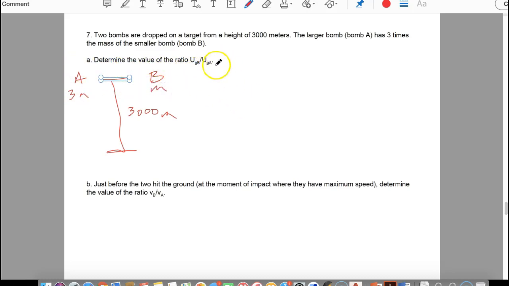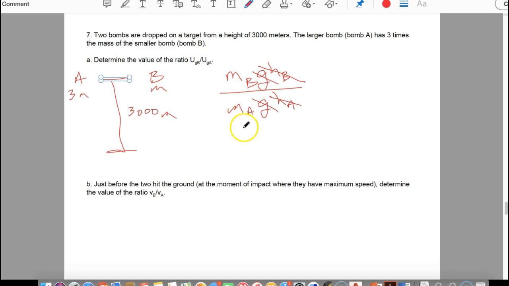So we need to find the value of the ratio of the potential energy due to gravity of B to the potential energy due to gravity of A. So the potential energy due to gravity of B is mass of B times gravity times the height of B, divided by the mass of A times gravity times the height of A. And because the two heights are the same, we can just get rid of those two heights. Gravity is the same, so we can ignore those.